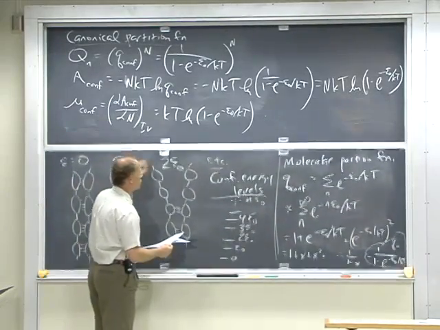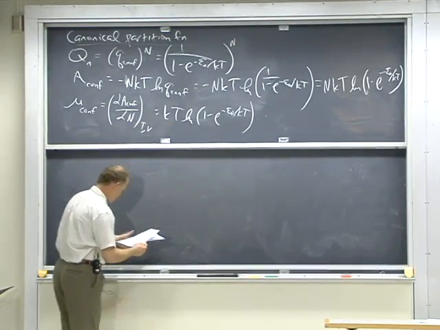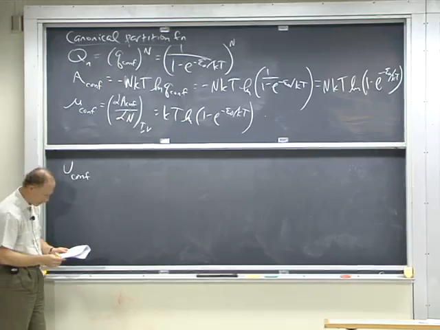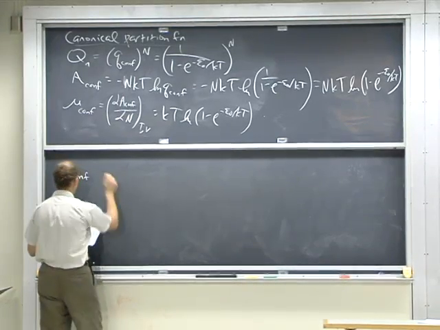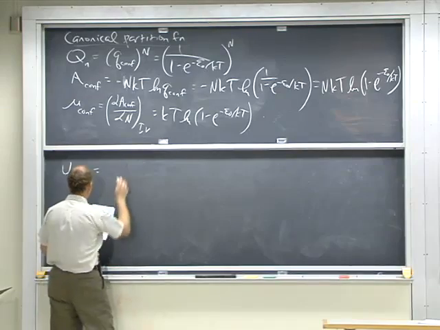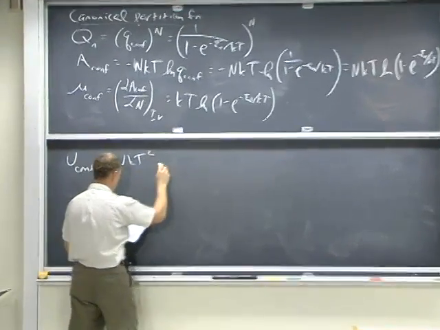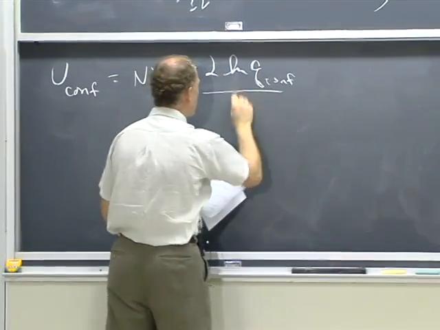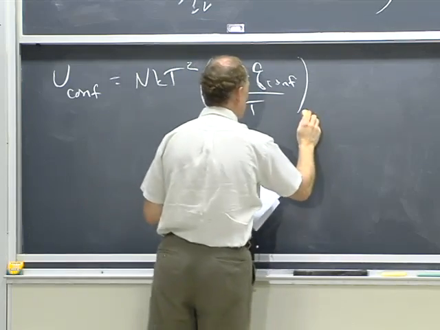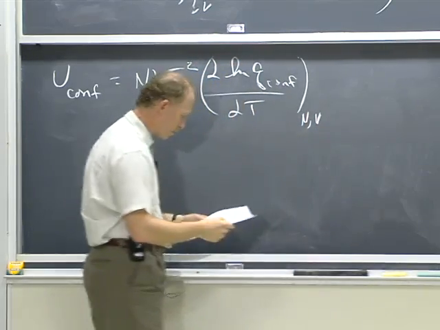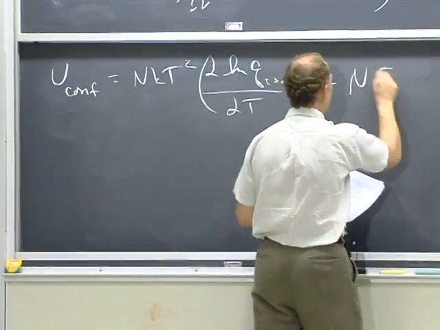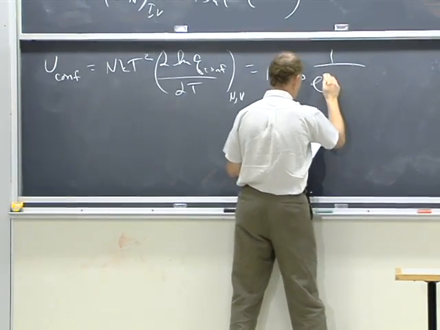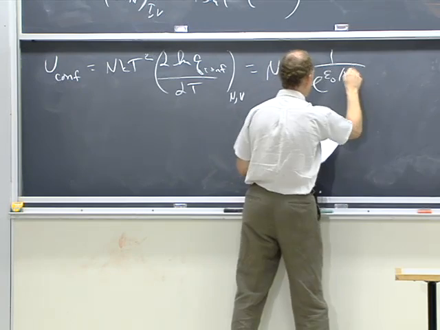And I'll just write the result for U configurational, because I do want to look at the heat capacity. So it's NkT squared d log of little q configurational dT with N and V held constant, and it turns out to just be N epsilon 0 times 1 over e to the epsilon 0 over kT minus 1.